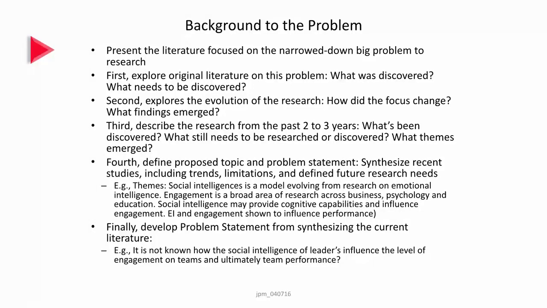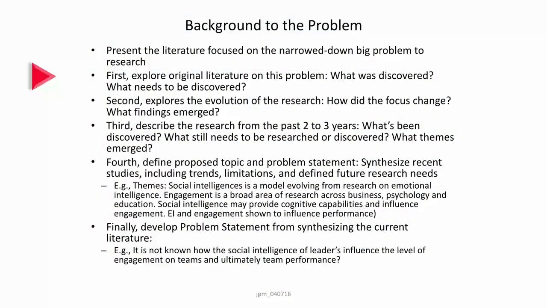So then in terms of getting to the background to the problem, the way you do it is you actually present the literature on that narrowed down topic that you're looking at. And you do it in a few set of steps. When you get into the background to the problem section, particularly in the proposal, it will tell you they want to see a historical review of the literature on the problem you're studying. Historical means they want to see it in the sense of time.